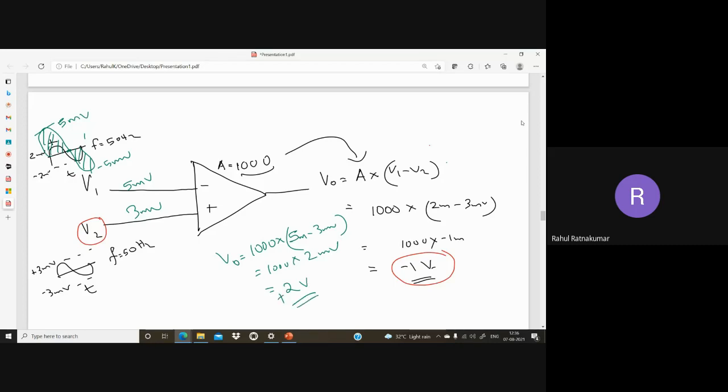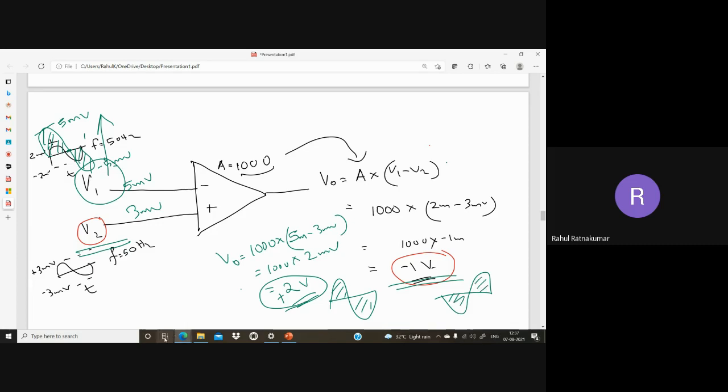Now we can see a property here. Whenever my V1 is greater than V2, I have a positive voltage. Whenever my V2 is greater than V1, I have a negative voltage in the output. Right? So the pulse is something like this, and the negative is something like this. There is a phase difference. So basically, this is acting as a comparator, right?